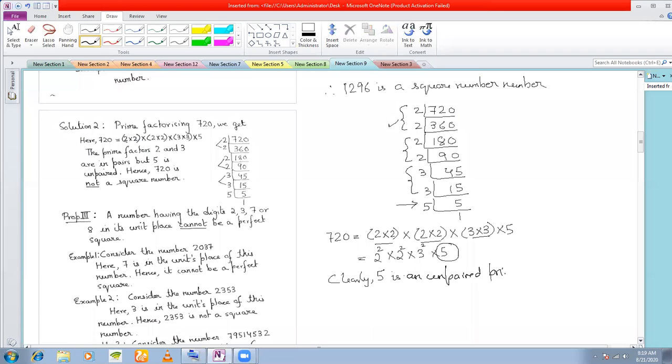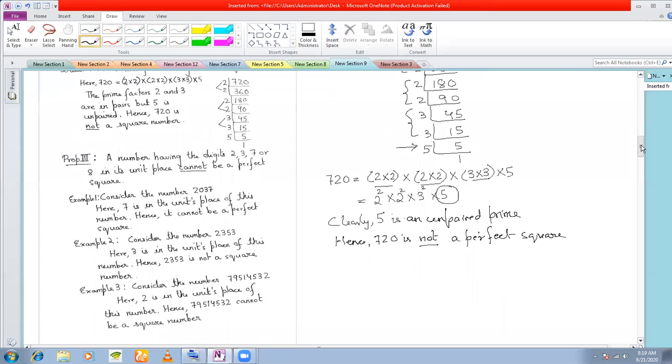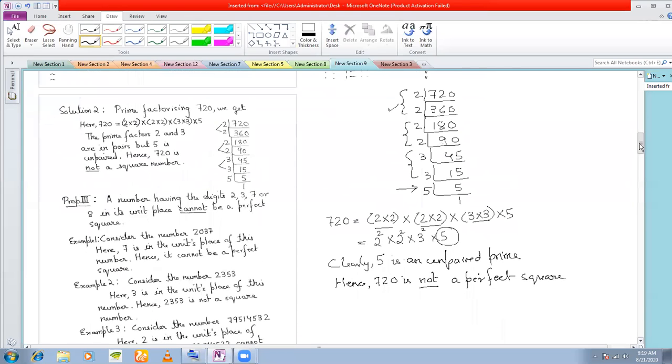Unpaired prime. Hence 720 is not a perfect square. 720 is not a perfect square. Fine. This is how you check whether a number is a perfect square or not. Any questions here from the second property?